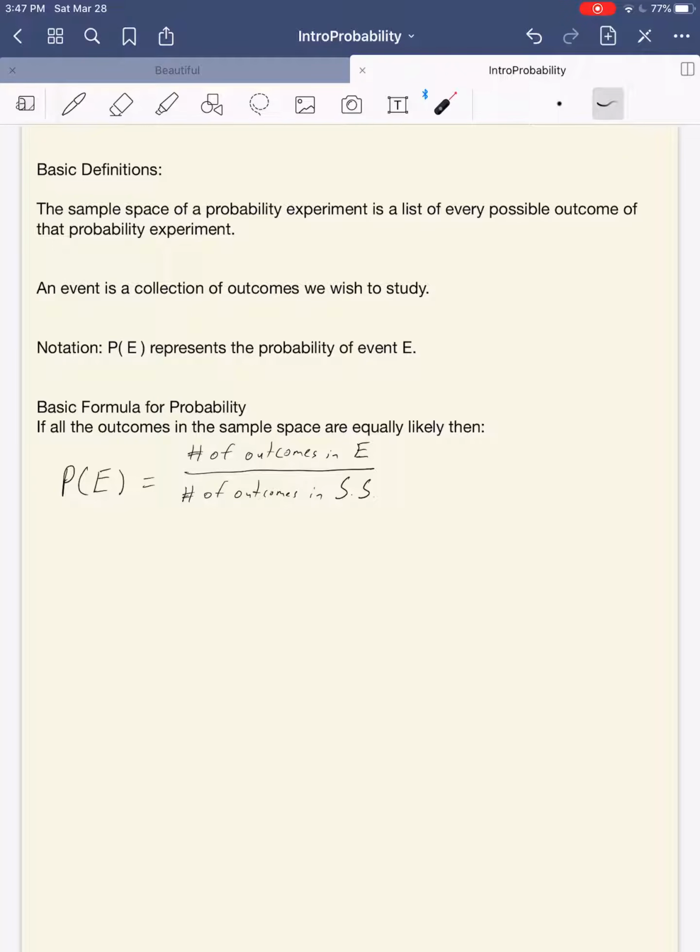Much later on in our discussion of probability, we'll get away from that sort of assumption and be able to calculate probabilities in a lot of different ways, but for right now, this is our main way of dealing with it. All right, let's look at some other examples then here.